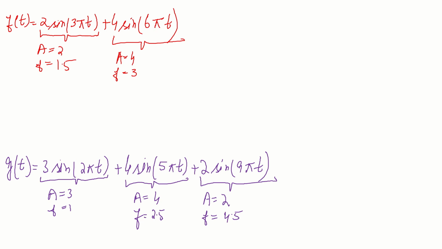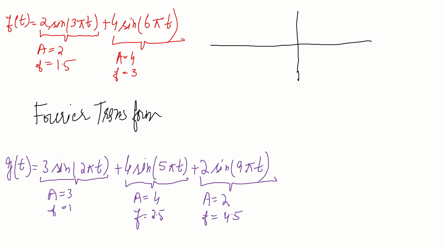Let us try to find the Fourier transform of both of these functions f and g. The Fourier transform simply identifies the amplitudes and frequencies of the sine waves whose sum is equal to the given function. Let us first consider the function f. We plot its Fourier transform. On the x-axis is the frequency and on the y-axis is the amplitude.